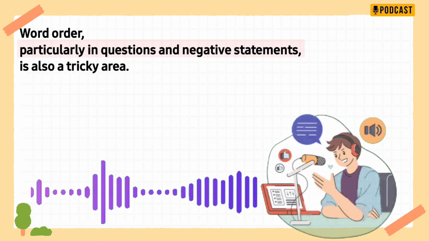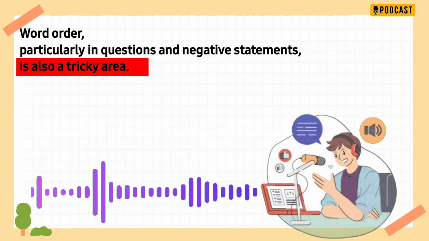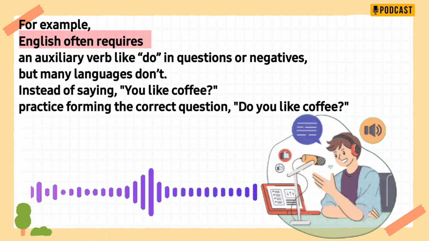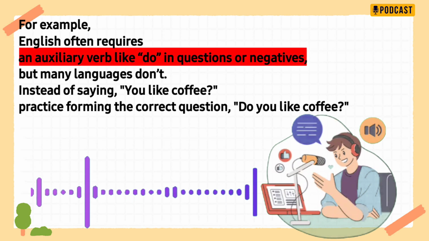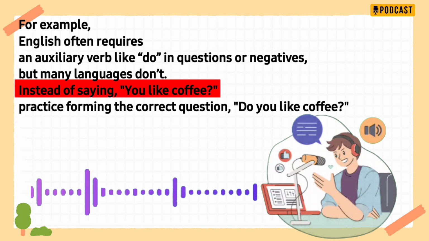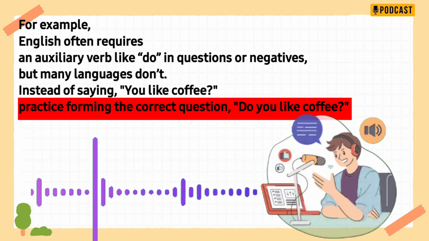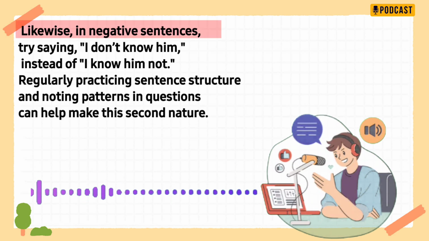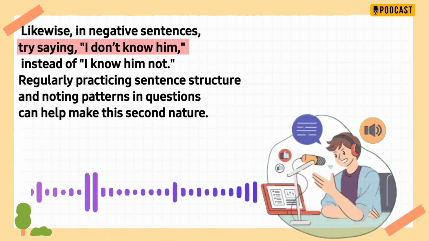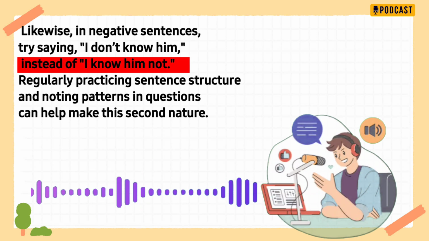Word order, particularly in questions and negative statements, is also a tricky area. For example, English often requires an auxiliary verb like do in questions or negatives, but many languages don't. Instead of saying, you like coffee, practice forming the correct question, do you like coffee? Likewise, in negative sentences, try saying, I don't know him, instead of, I know him not.